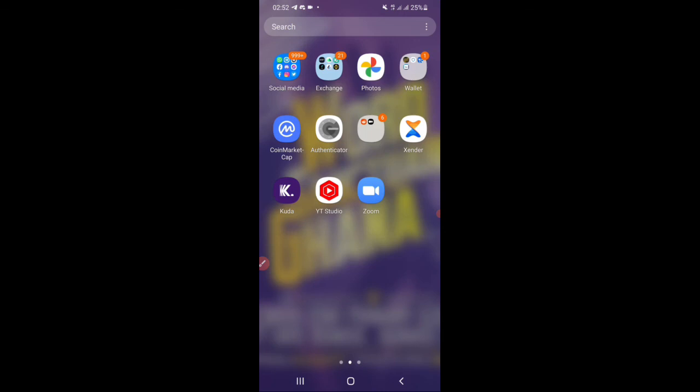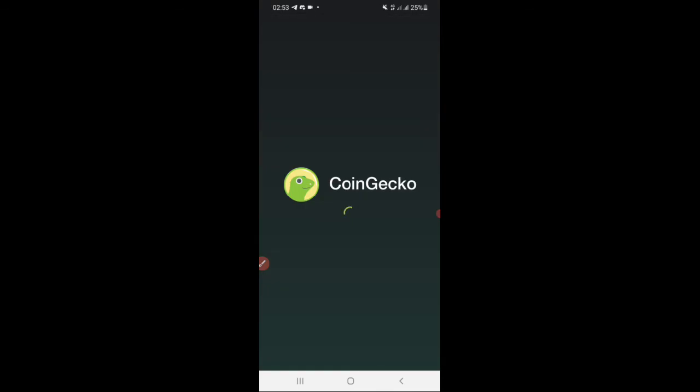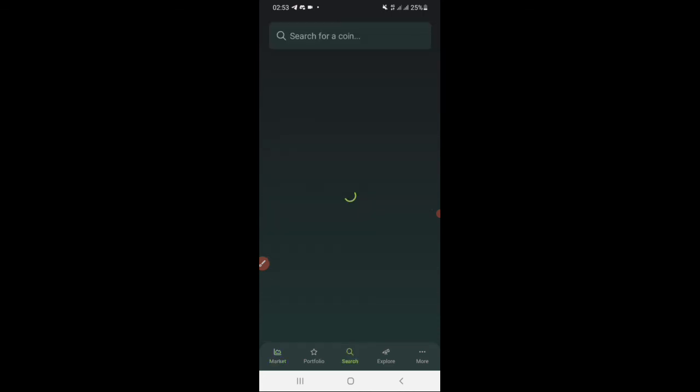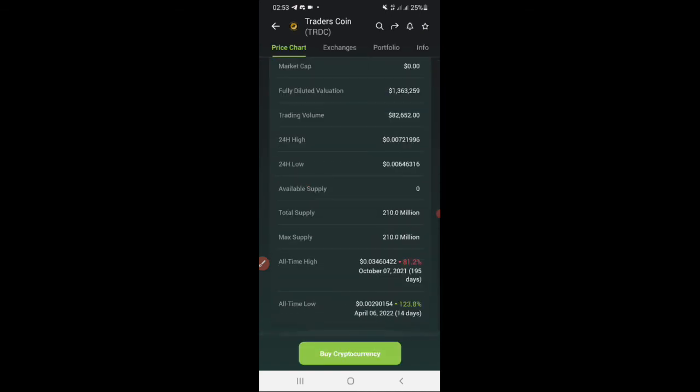CoinGecko. CoinGecko will give me the all-time low of the token. I've checked it already before now. Once this loads up, you click on search. I clicked on search already before now, and Trader Coin. Now let's see. Let me show you something. Now, what are you seeing? The all-time low of this token was April 6th.